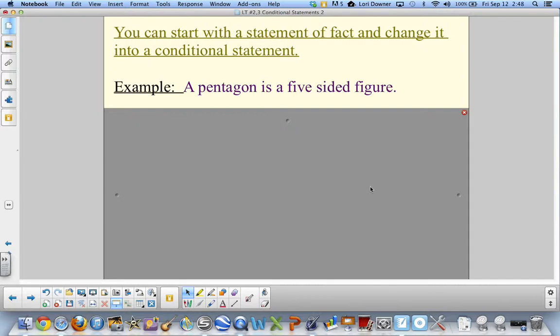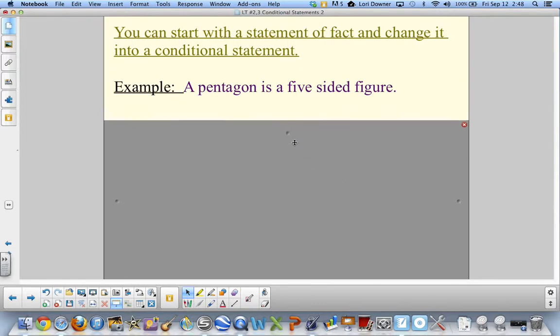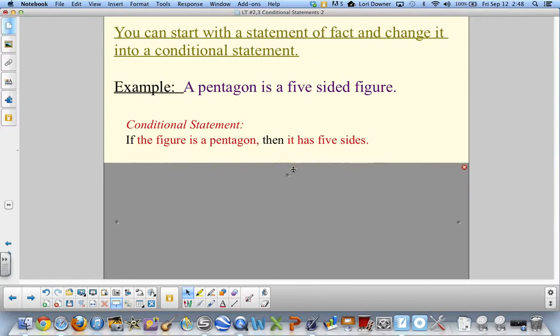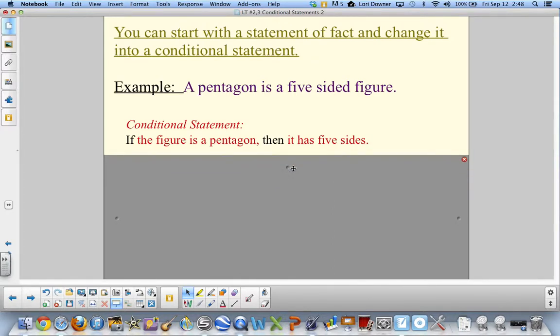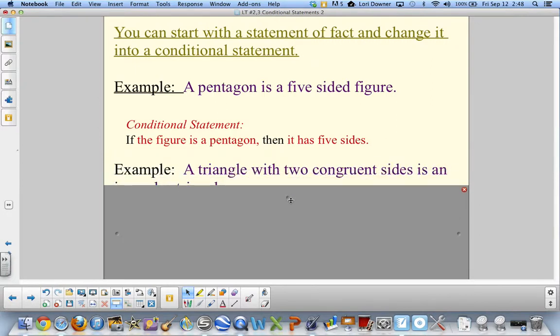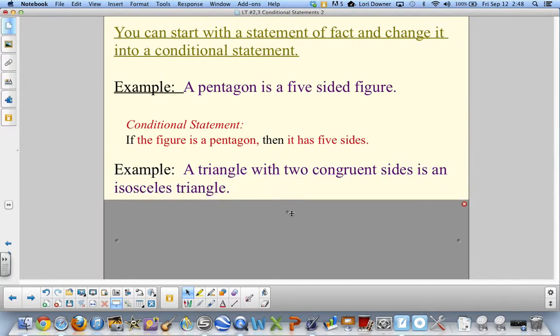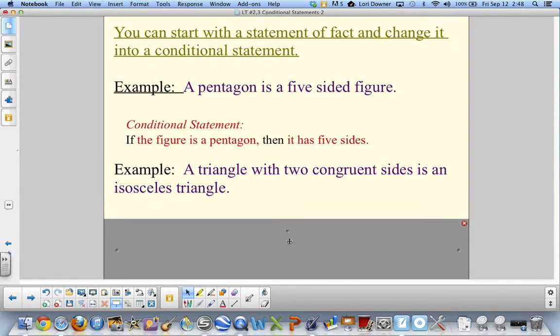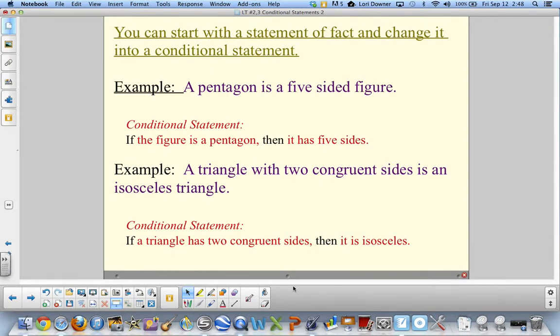You can start with a statement of fact and change it into a conditional statement, such as a pentagon is a five-sided figure. What we can do is make that a conditional statement. We could say, if the figure is a pentagon, then it has five sides. Notice the if, then. Another example, a triangle with two congruent sides is an isosceles triangle. We could make that a conditional statement by saying if a triangle has two congruent sides, then it is isosceles. So you can always change a statement of fact into a conditional statement.